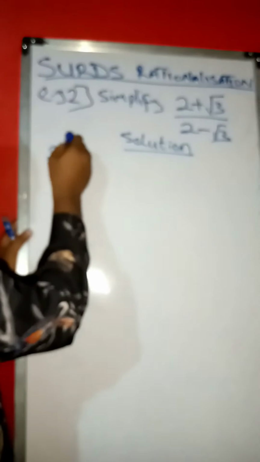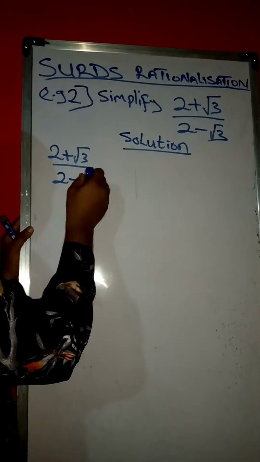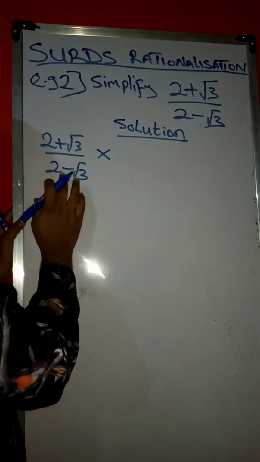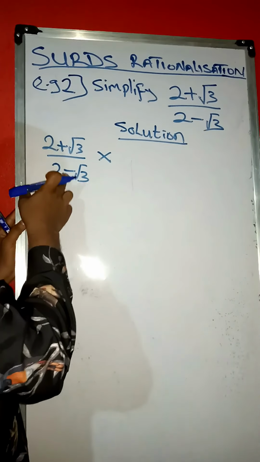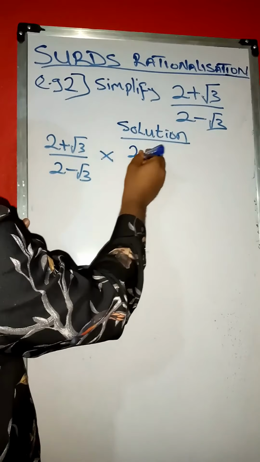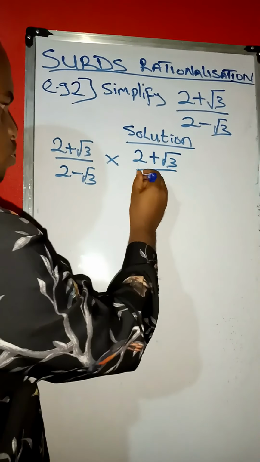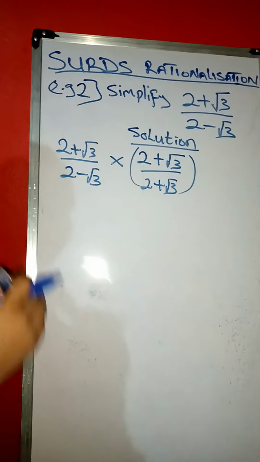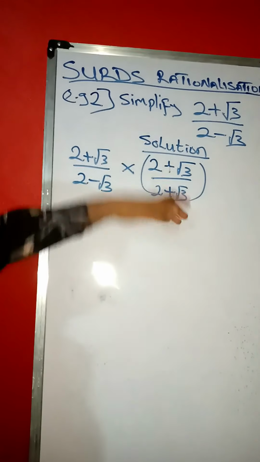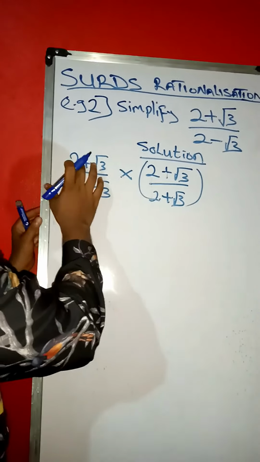I'm having 2 plus root 3 all over 2 minus root 3. So what do I do? I'll be multiplying by the conjugate of my denominator. I say the conjugate of the denominator is just to change the sign that is here. So I'll be having 2, the sign here is minus, I'll be changing it here to what? Plus root 3 all over. Anything you do to the top, you do to the bottom. 2 plus root 3. Now, everything here, the top and bottom is the same. It can cancel out to 1, you'll be back to this. But we don't want to cancel out. So I'll be multiplying this times this.